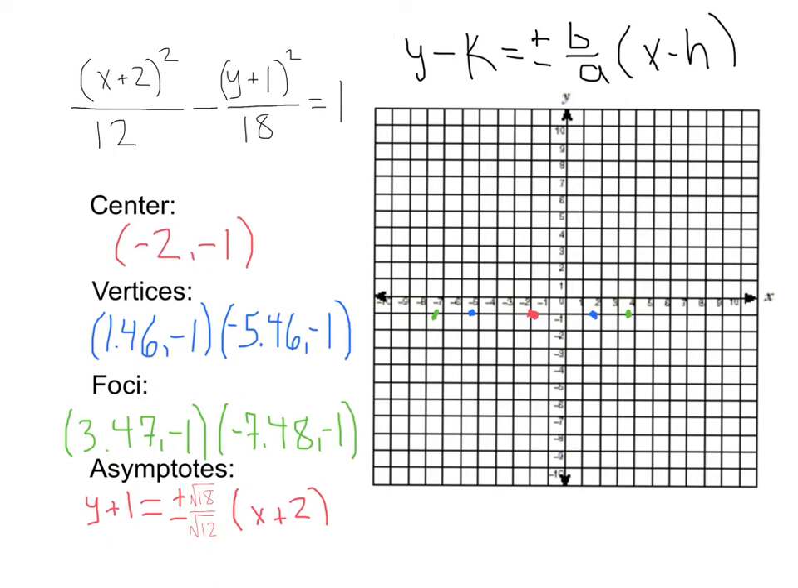Square root of 18 over square root of 12, that's going to be a little difficult to graph, so I'm going to decimal approximate that to about 1.22. So we know we have a point right here at our center, negative 2, negative 1. Our slope is going to be plus or minus 1.22. We can put that 1.22 over 1. And let's go ahead and graph that. So we'll go up 1.22 and over 1. And to balance it out, let's go down 1.22 over 1. That'll give us one asymptote we can graph.